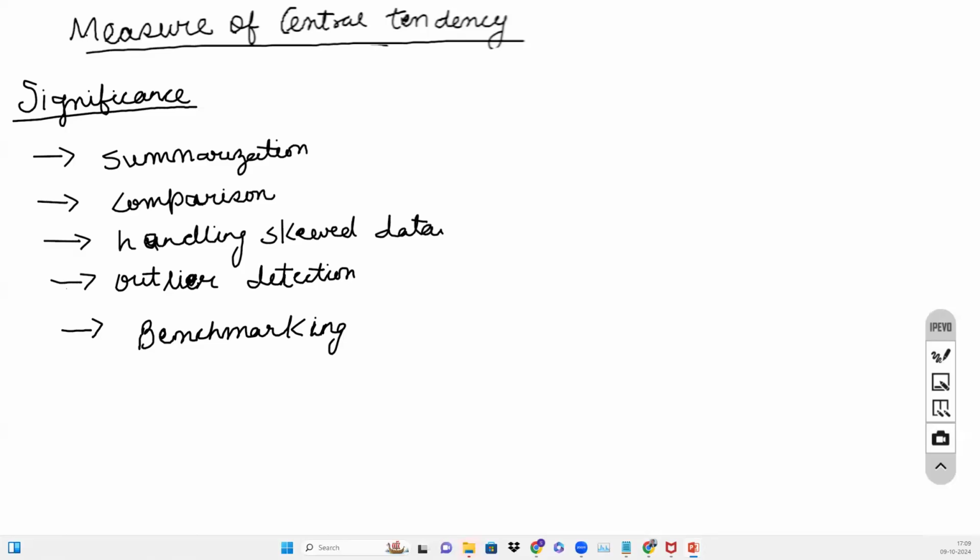So we can say that overall, the measure of central tendency helps us in summarization and better interpretation of data, and it's one of the crucial parts of descriptive statistics. So this was all about measures of central tendency. Thanks.